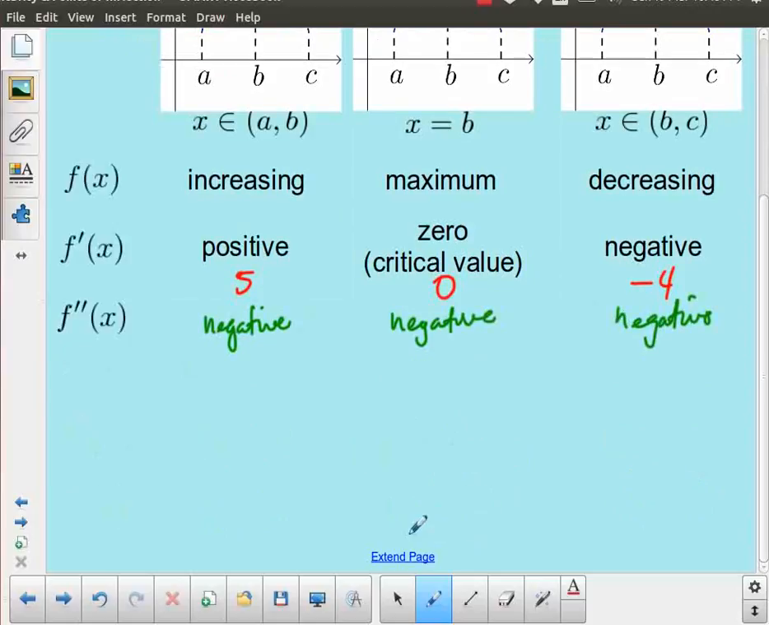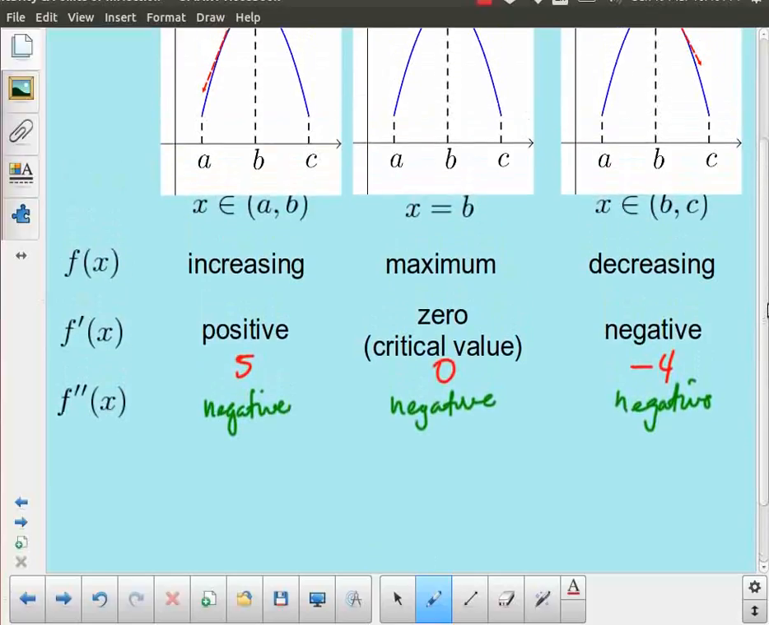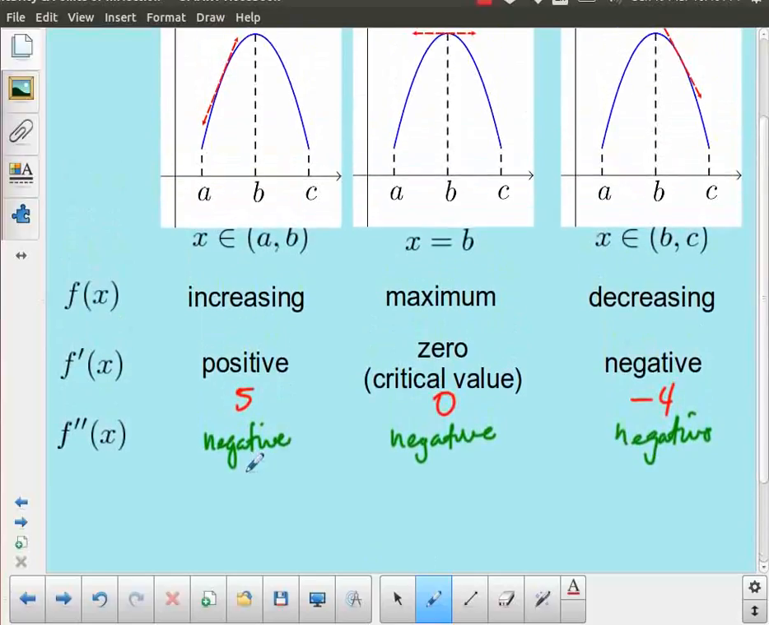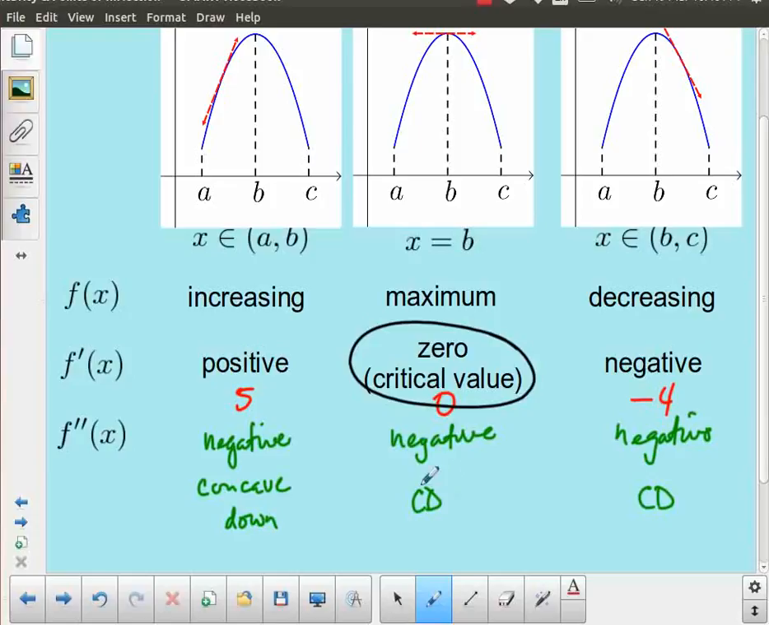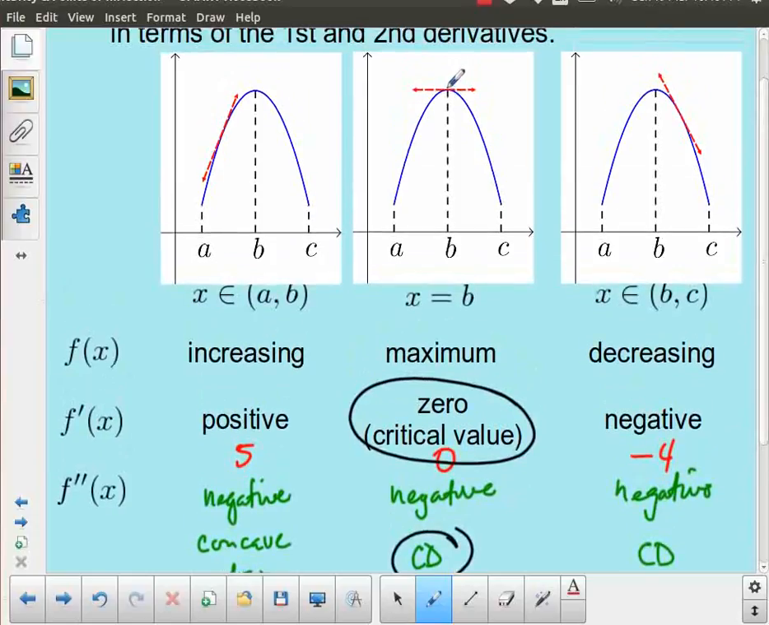And because the second derivative is negative, if we look at the shape, what does that correspond to? It corresponds to concave down, which we will quite often just do capital C, capital D to represent concave down. And as before, I would draw your attention to the idea that we have a critical value and concave down. The only way you can have a critical value here and concave down is if it's a maximum.